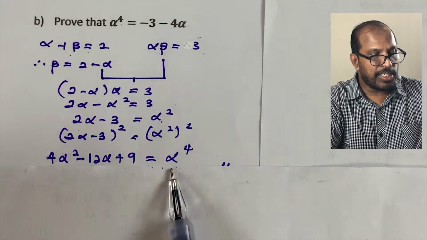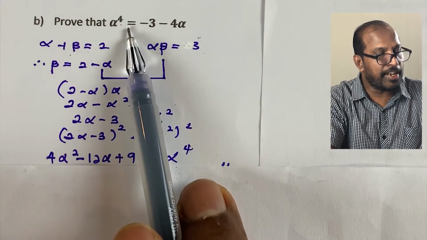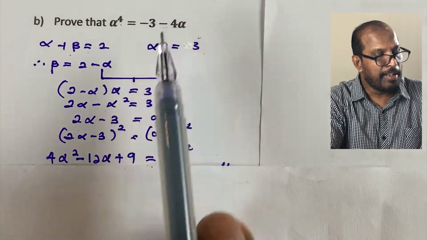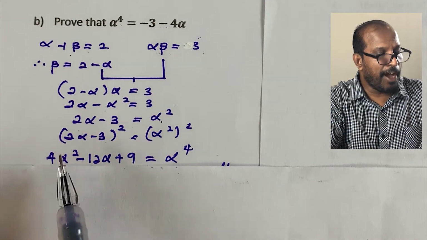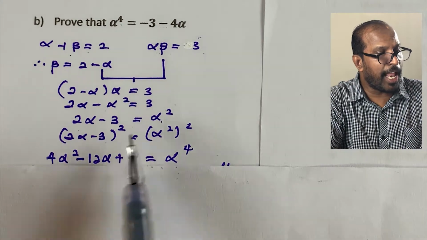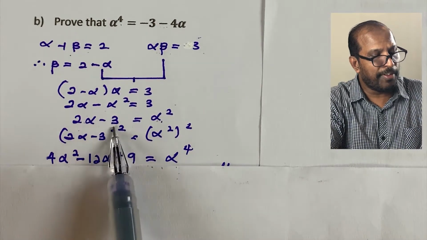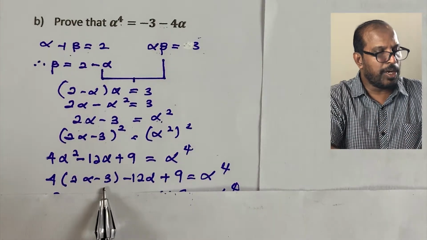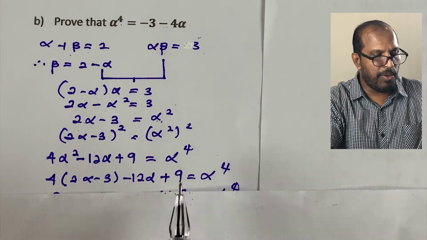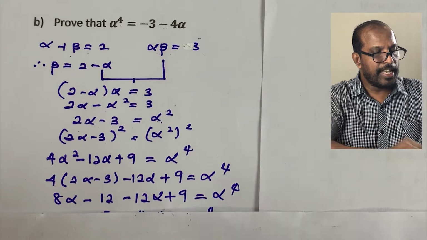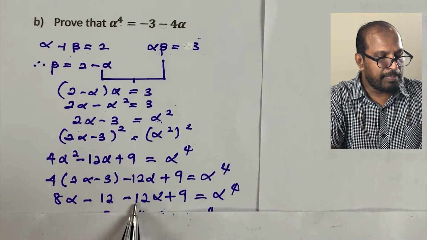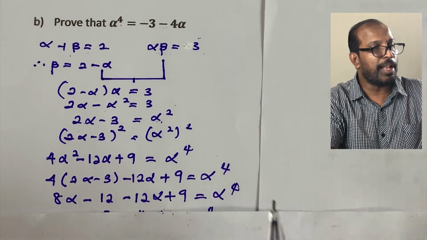Now, this equation still does not satisfy the required equation. The problem is, in the required equation we don't have alpha squared, but here we have alpha squared. Therefore, I must eliminate the alpha squared. Alpha squared is actually 2 alpha minus 3, so I'm going to substitute alpha squared as 2 alpha minus 3, and now I'm going to expand it. Then 4 times 2 alpha, I got 8 alpha minus 12, minus 12 alpha plus 9 equals alpha power 4.